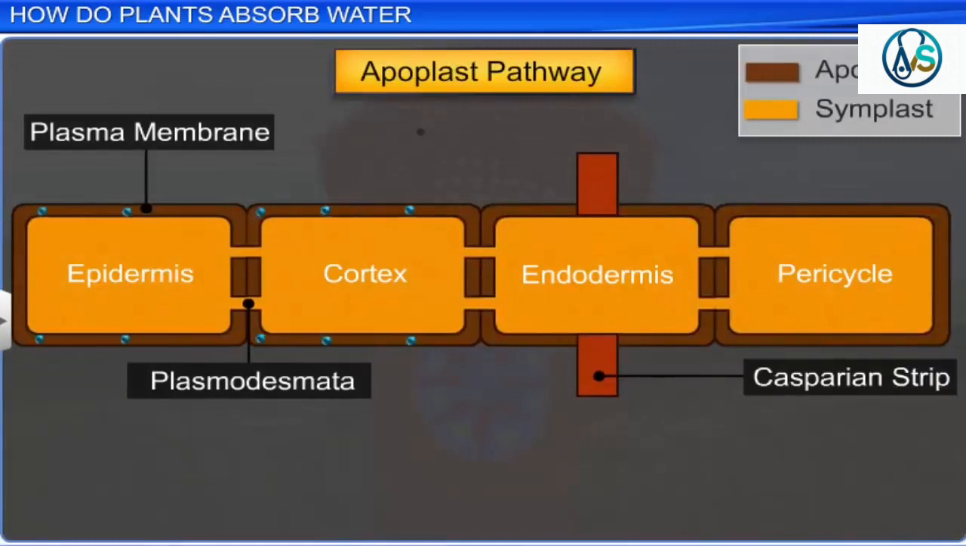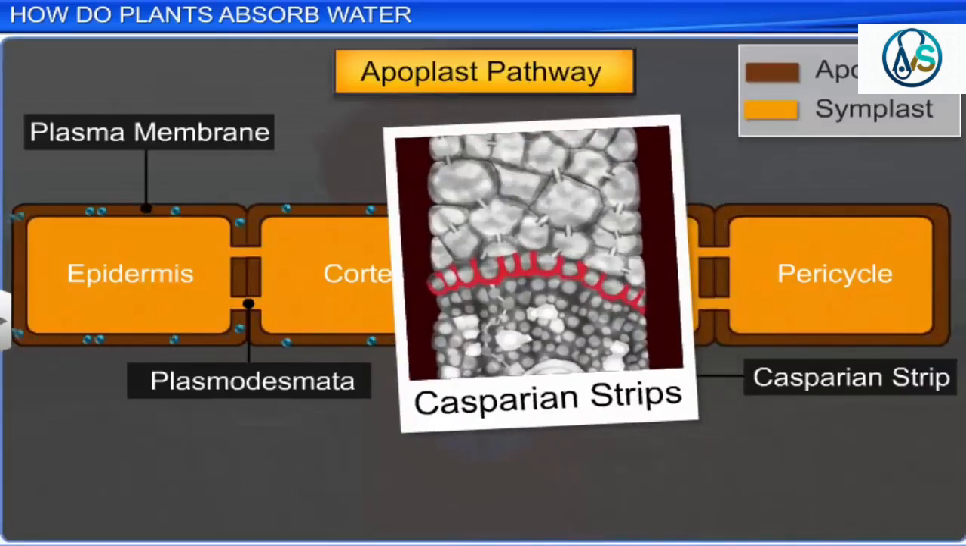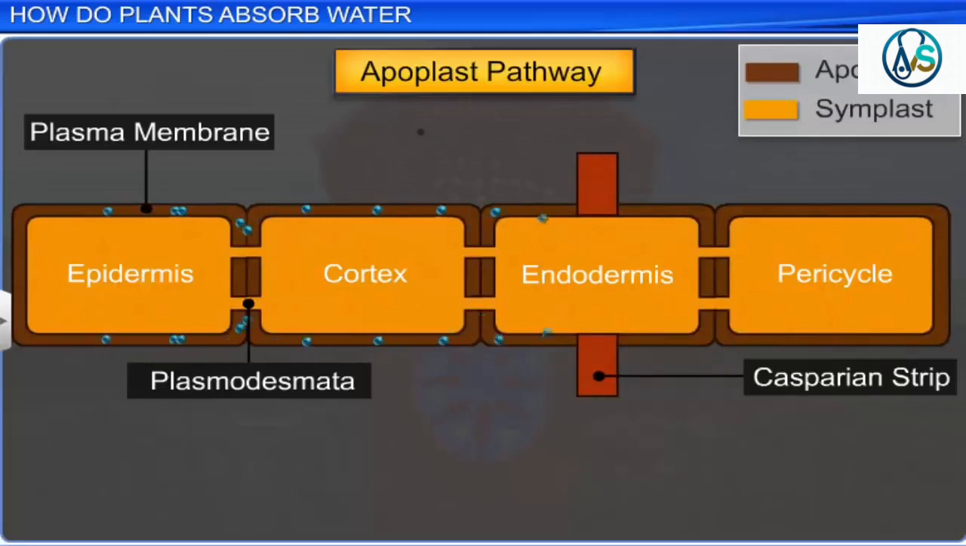Apoplast is a continuous system of adjacent cell walls in a plant, interrupted only by waxy, suberized Casparian strips in the root endodermis. So apoplastic movement of water occurs through intercellular spaces and permeable cell walls. Water movement is through mass flow and is dependent on the gradient.